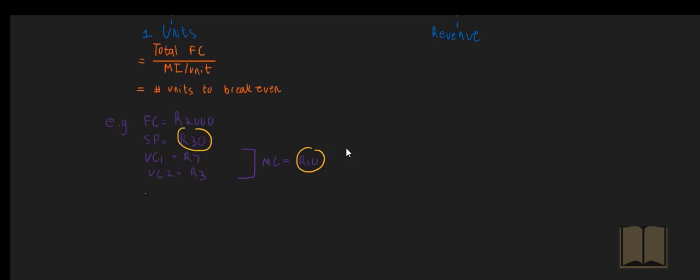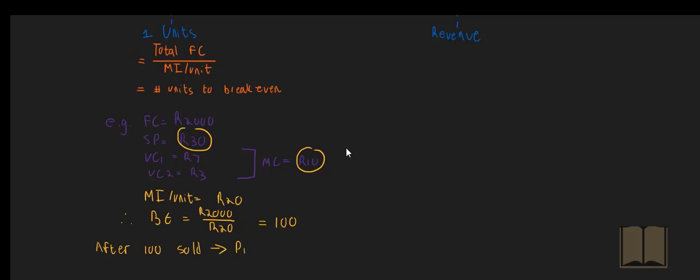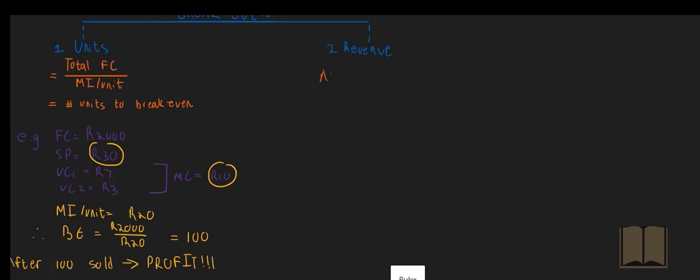We've got a selling price of 30 Rand, we've got a marginal cost of 10 Rand, so therefore our marginal income is 30 minus 10, which gives us 20 Rand. That's the per unit profit. Once we sell a unit, we've covered our variable costs. So in order to see how much we need to sell, we need to take into consideration the fixed cost of 2,000 Rand. We divide it by the 20 Rand marginal income, which shows that we need to sell 100 units for us to break even. After you've sold those 100 units, then everything else, your 101st unit onwards, will result in a profit.